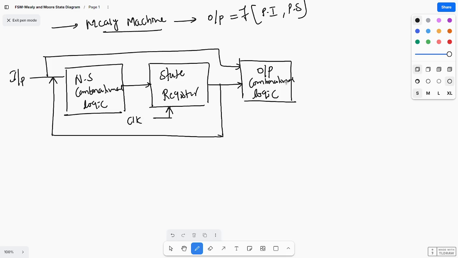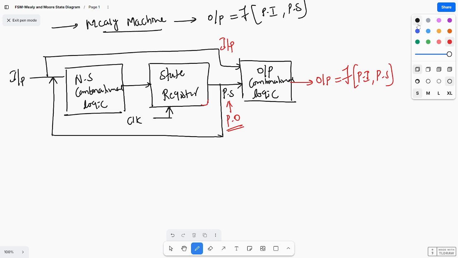So if you see from here, the output of the state register is the present state, and this is the input. From this I can say that the output of the Mealy machine is a function of the present input as well as the present state. The input is connected to the output combinational logic, so the output depends on the present input, and the output of the state register is the present state. We can also call the present state the past output.